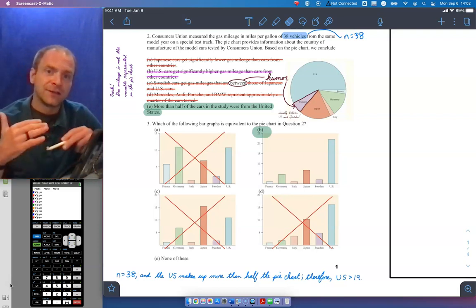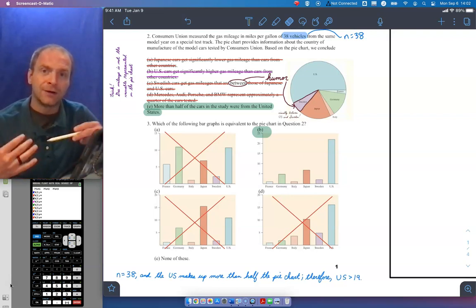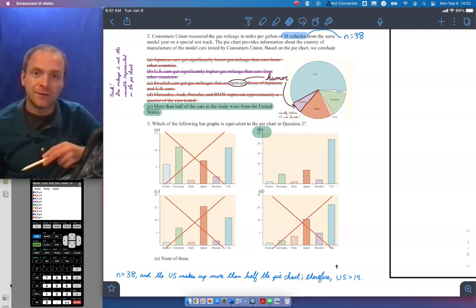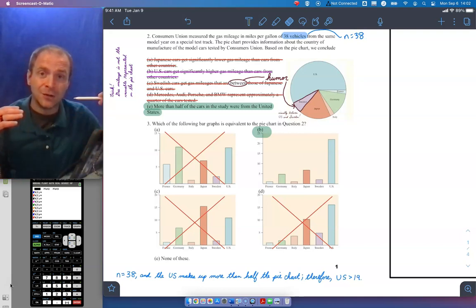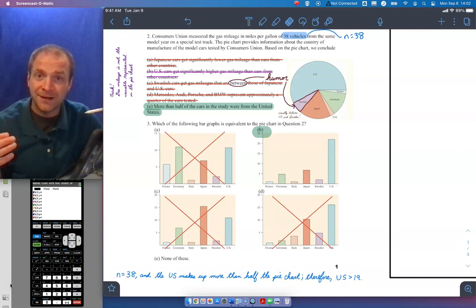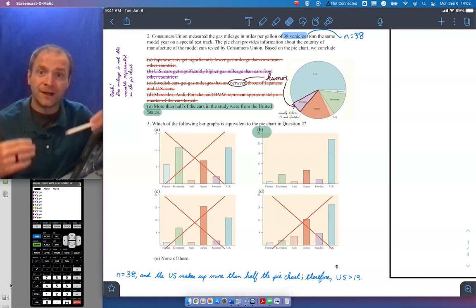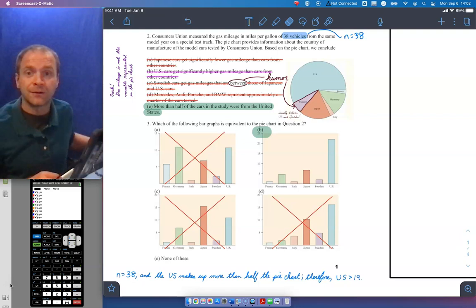So I had to logically think through how the bar graph relates to the pie chart, which means I need to know what my sample size was in the pie chart, and then go from there to look at the bar graph. So that was number 3.